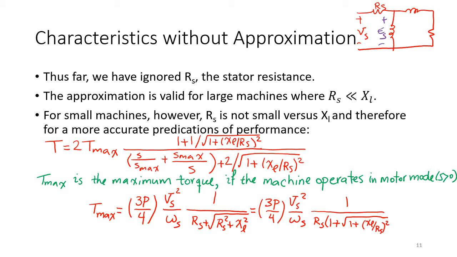As I mentioned, you don't need to memorize any of this. You just need to know when you are going to use it. So when RS over XL is small enough, or XL over RS is large enough, greater than 5, you can go back to the previous model that we have. You can ignore the RS. But if it's not the case, which is usually for the machines with rating smaller than 10 kilowatts, you need to use this model because RS cannot be ignored.